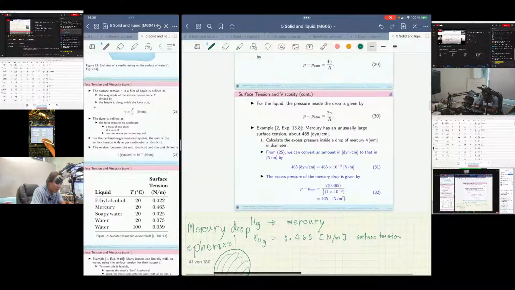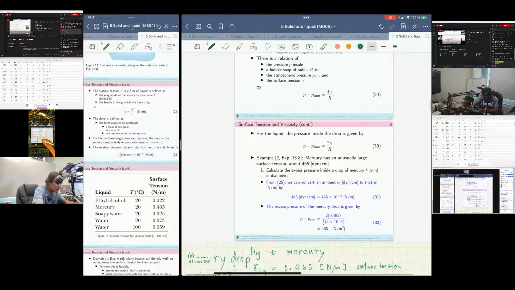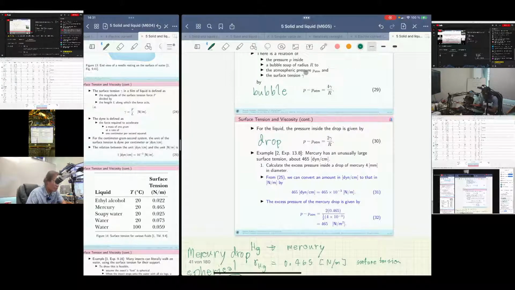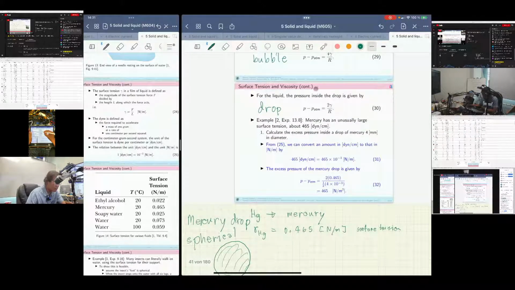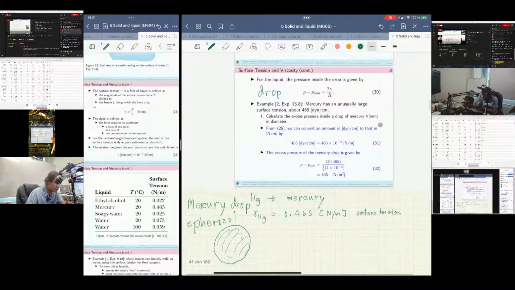Based on these, we have to apply this formula. We cannot use this formula because this is the formula for a bubble. Here is the formula for the drop, a fluid drop. It's different: a bubble has a higher pressure excess, or pressure difference inside, 2 times, twice the value of the pressure excess in the drop. So we need to use equation number 30.